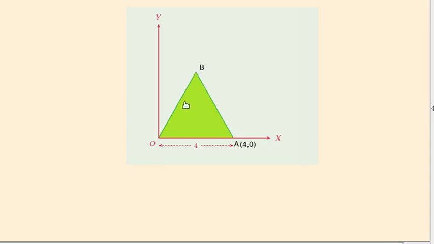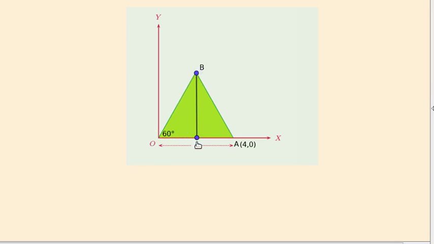Then for finding B, its x coordinate is this distance and its y coordinate is this distance. Therefore we can draw the perpendicular. This is the perpendicular line. Therefore we get a right triangle. This angle is 60 degrees. What about this angle? 30 degrees. Therefore this right triangle is a 30, 60, 90 degree triangle, and its side is 4. This is an equilateral triangle. Therefore this is 4. It is 2.